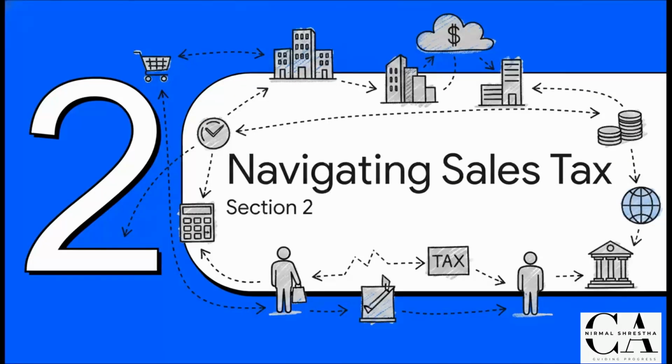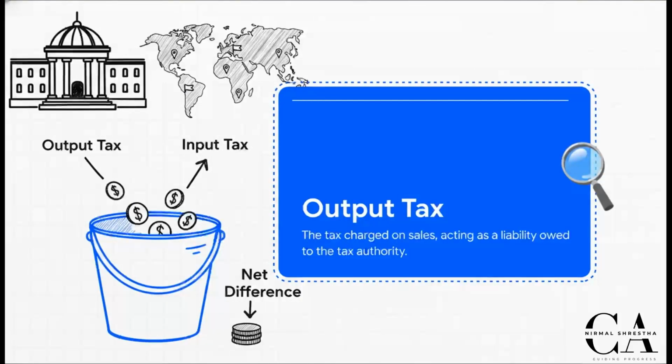Moving right along to Section 2, navigating sales tax. Enter the government. Most countries use some kind of consumption tax, like VAT or GST. Honestly, the absolute best way to understand this is to picture the business as simply holding a giant bucket for the government. You have your output tax, that's the tax you charge your customers when you make a sale. Crucially, this is not your money. It goes straight into the bucket as a liability you owe the tax authority.